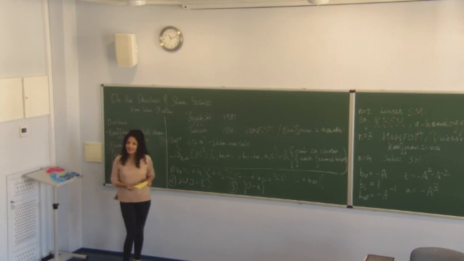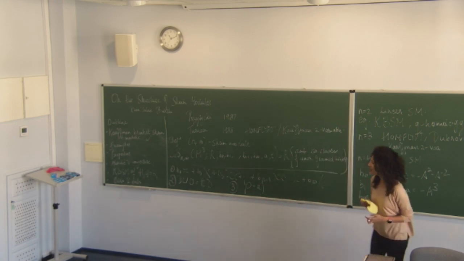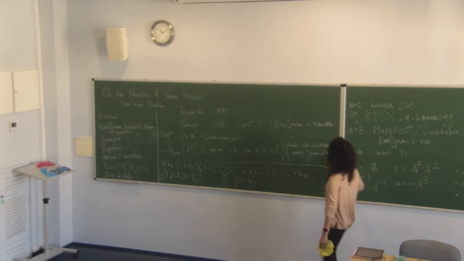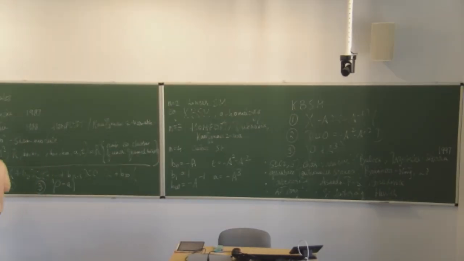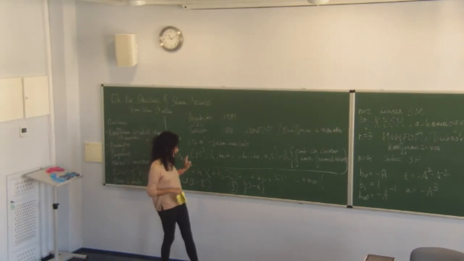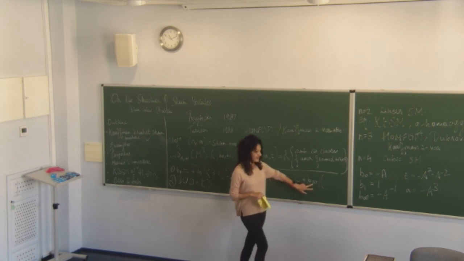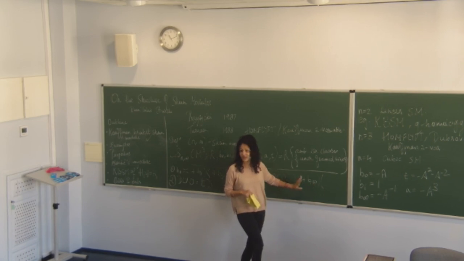Can I ask a question? How do I see the HOMFLYPT skein module in this special case? So you will have three horizontal diagrams, and then you have to make an appropriate substitution of b0, b1, b2. If you work with the framed version, then you will have a variable b-infinity, otherwise this will be 0.